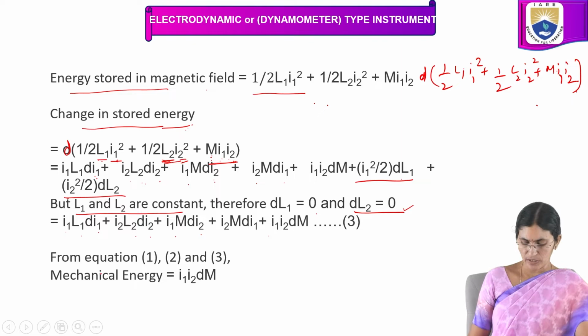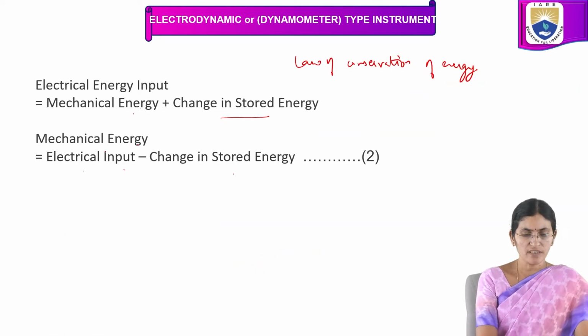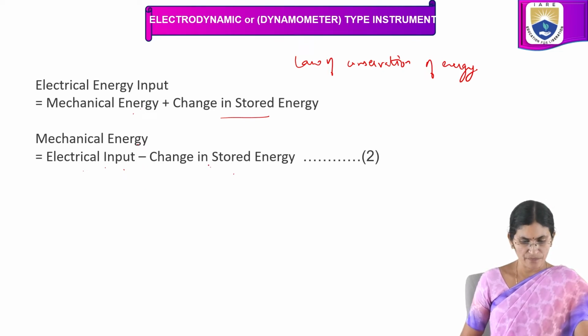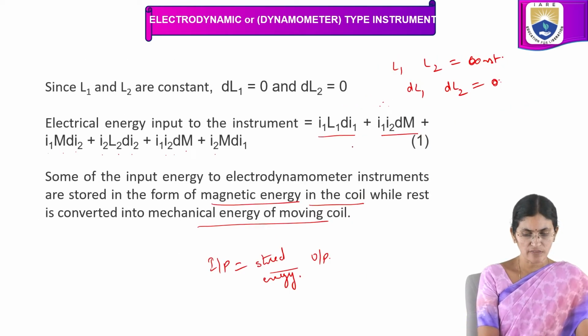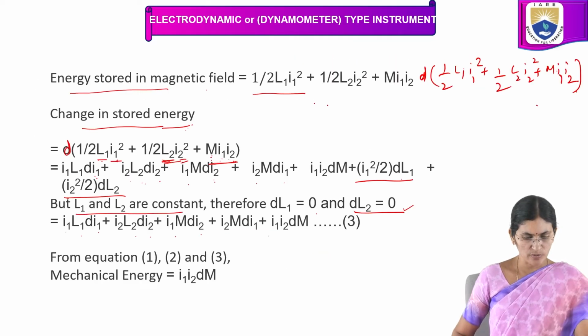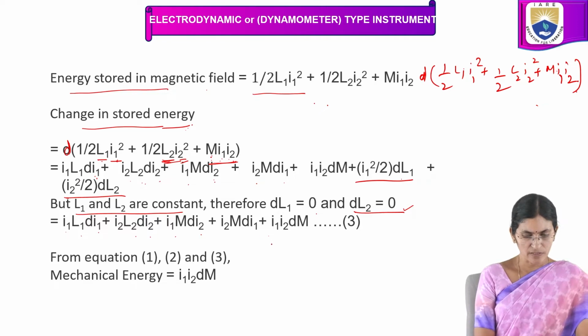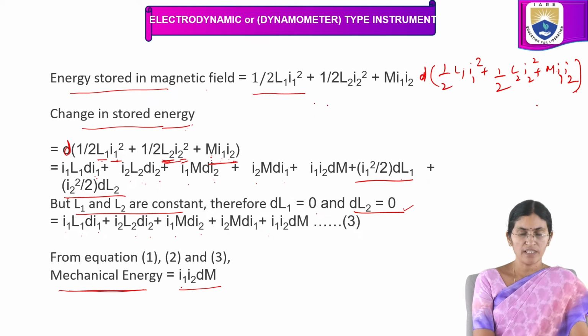From equations 1, 2 and 3, we can write that mechanical energy is equal to electrical input minus change in stored energy. We have derived what the electrical input is; electrical energy is given by this equation. When you subtract the change in stored energy from it, we will get I1 I2 into dM. So this is the equation for mechanical energy, which is given by I1 I2 into dM.